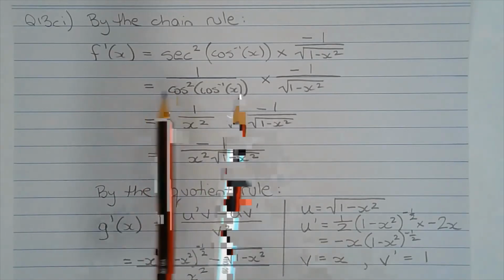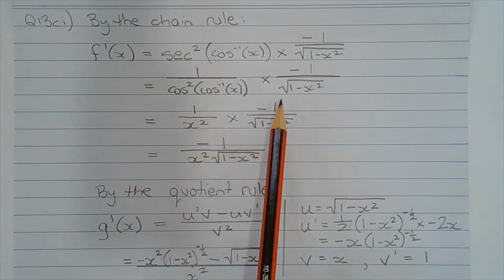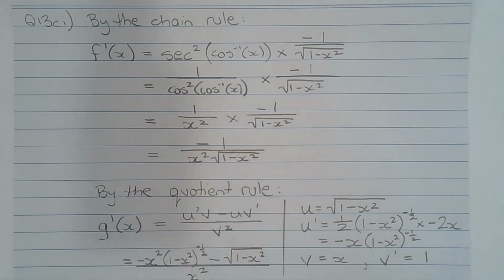Now cos and inverse cos are inverses of each other, so that equals 1 over x squared multiplied by negative 1 over the square root of 1 minus x squared, and multiplying the two fractions together, we get negative 1 over x squared multiplied by the square root of 1 minus x squared.